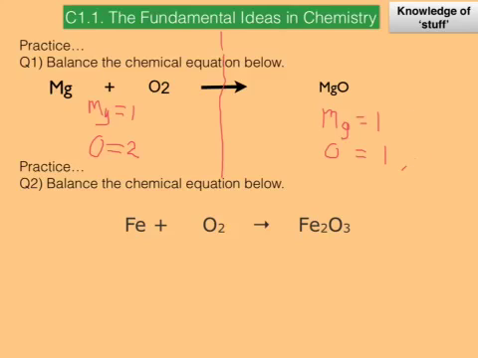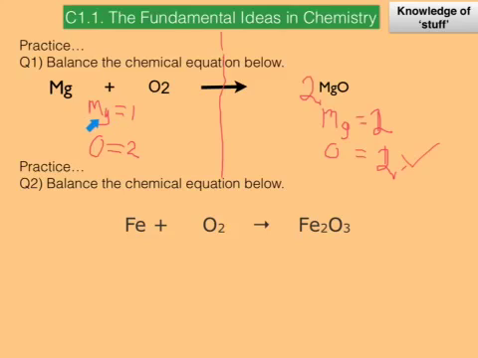So what we need to do then is increase the number of oxygens on this side. And the way that we do that is by adding another molecule of magnesium oxide. So now if we count up our atoms again, now we've got 2 magnesiums on this side of the equation, and now we've got 2 oxygens. So if we look, we've got 2 oxygens over here, 2 oxygens over here, so that's balanced.